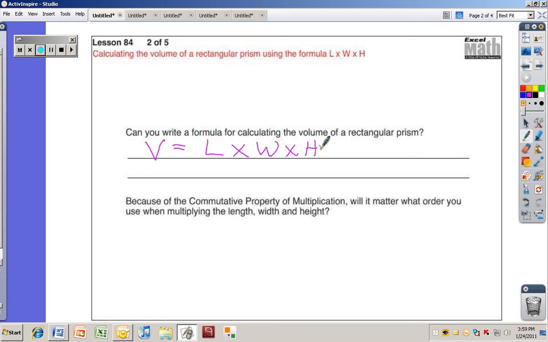Because of the commutative property of multiplication, will it matter what order you use when multiplying the length and the width and the height? Does it matter what order I put these in? No. The commutative property says it doesn't matter.